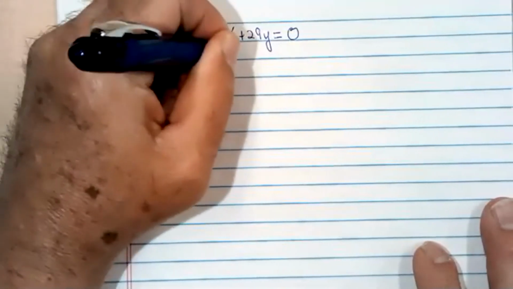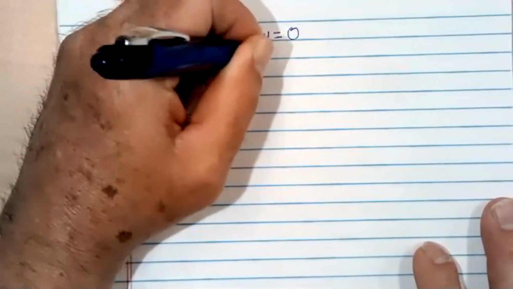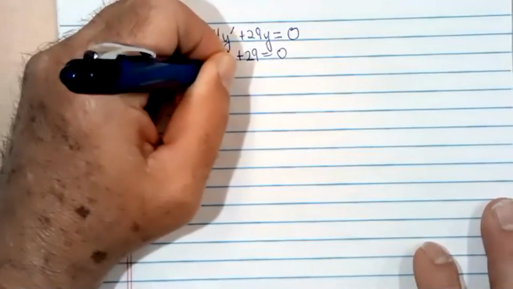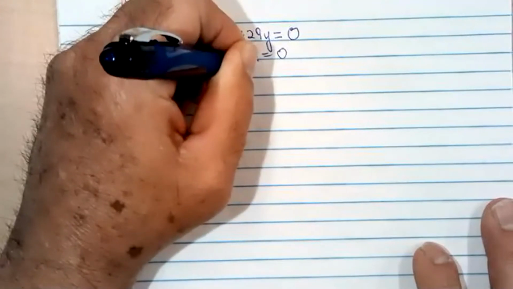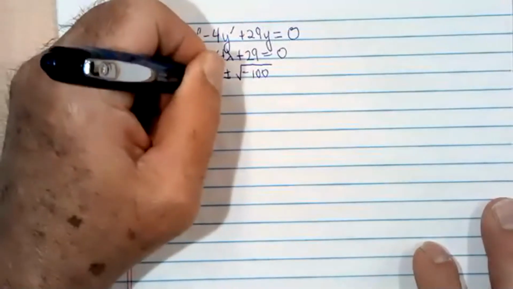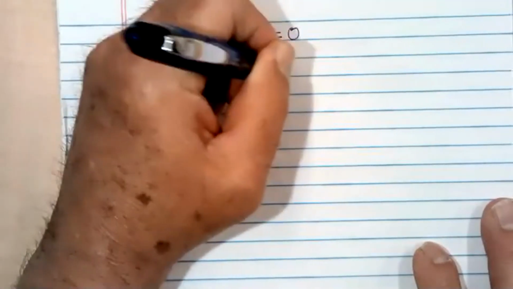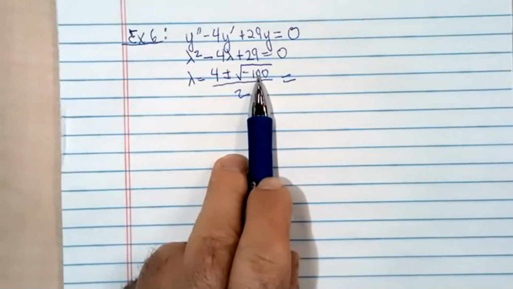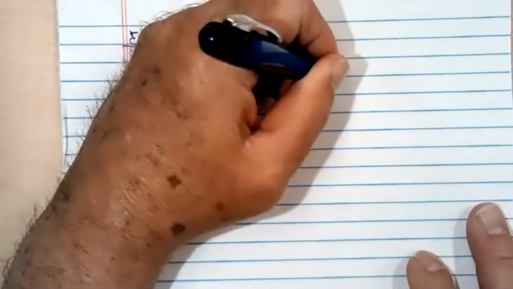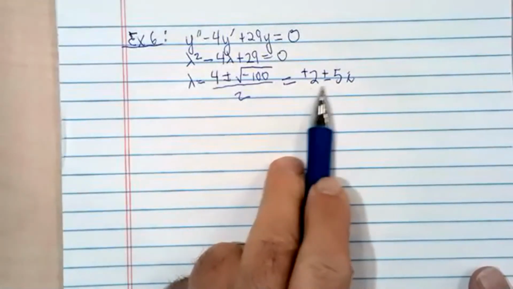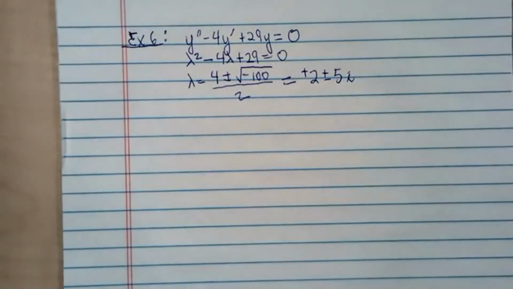Lambda squared minus 4 lambda plus 29 equals 0. Lambda equals 4 plus or minus, and it turns out to be exactly the same as it was last time, square root of minus 100 over 2. So I'm not calculating this with blinding speed. I remember, I did it earlier. So it's 2 plus or minus 5i, which is different from last time. Last time we had minus 2 plus or minus 5i.